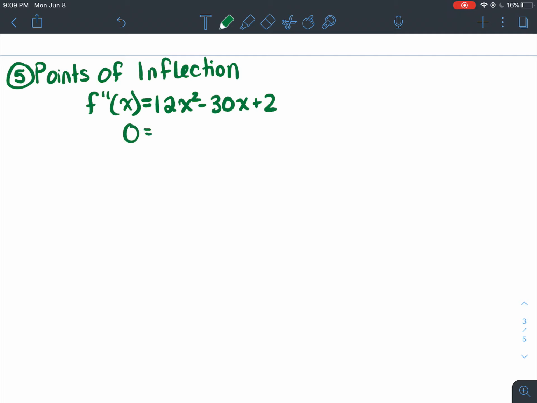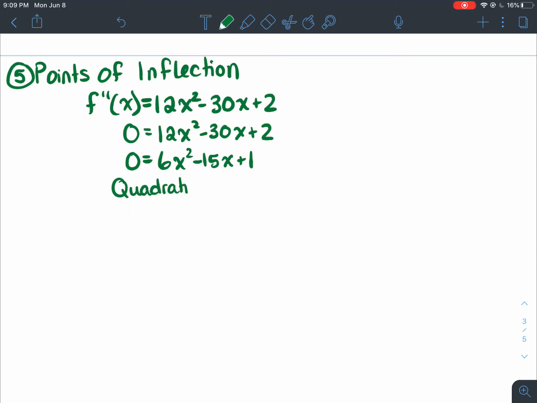Okay, so let's set that equal to 0. And, oh my gosh, do we get to factor again? Let's just divide everything in this by 2 for starters, because it's nicer when the numbers are smaller. And is there anything that multiplies to 6 and adds to negative 15? I think no. So your best friend, the quadratic formula, to the rescue. Quadratic formula is going to help you find your points of inflection.